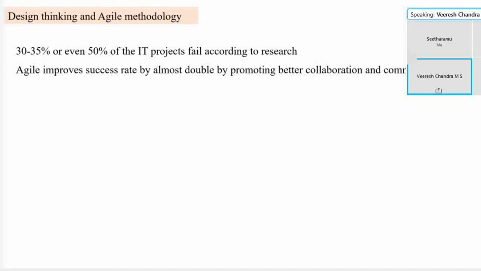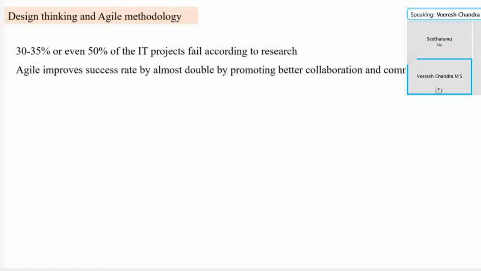Communication, we should talk with each other. We should represent things in front of others so that everyone will understand, whoever is there in the team or whoever is there in the process will understand what exactly is happening. If you do not do that, automatically the IT projects will fail.